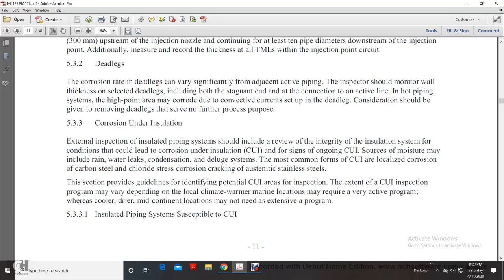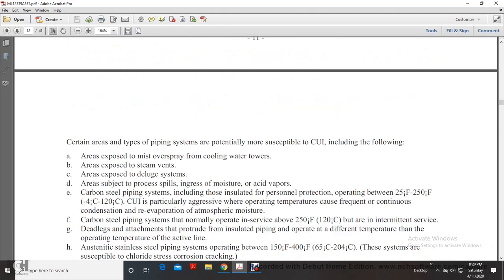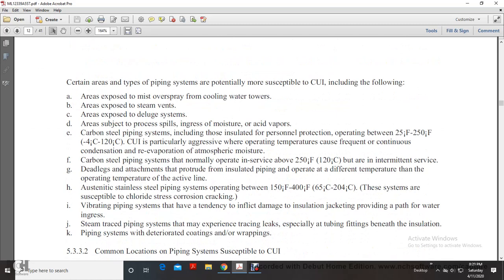The extent of a corrosion under insulation inspection program varies depending on the local climate. Warm marine locations may require a very active program, whereas cooler, drier, mid-continent locations may not need an extensive program. Insulated piping systems subject to corrosion under insulation: certain areas and types of piping systems are more susceptible to corrosion under insulation.